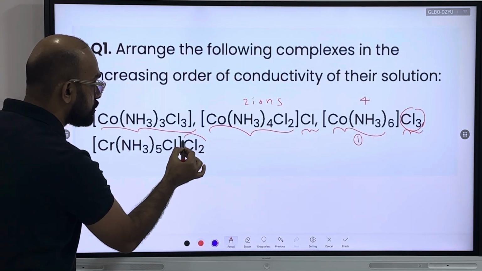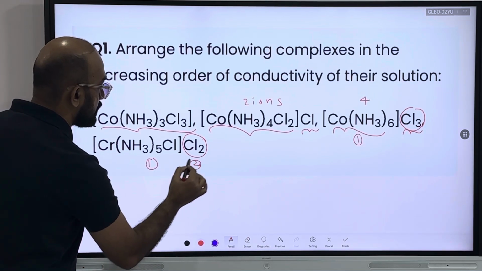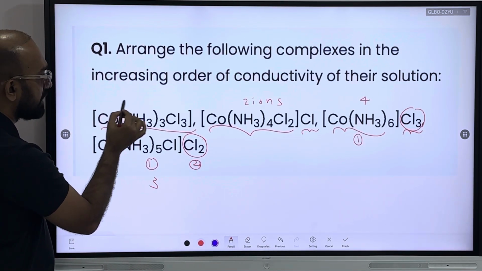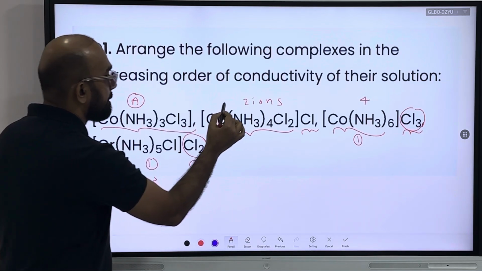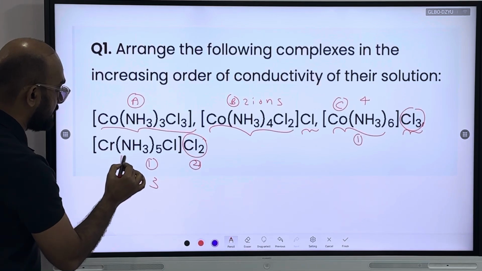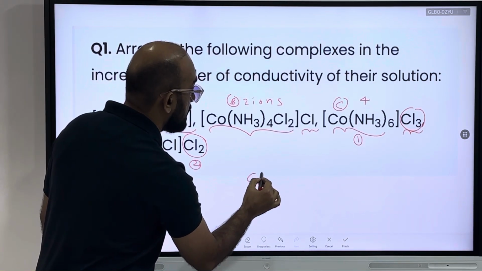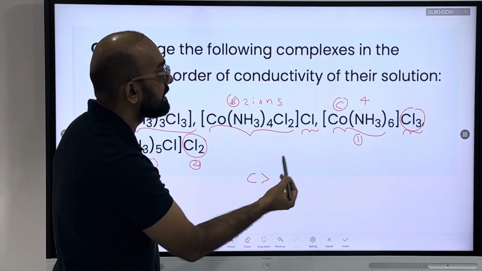And here what you can see? 2 counter ions plus coordination entity. So what is that? Total 3. So if you are giving names A, B, C and D, which one has maximum ions? C, right? So C, maximum number of ions, maximum conductivity.